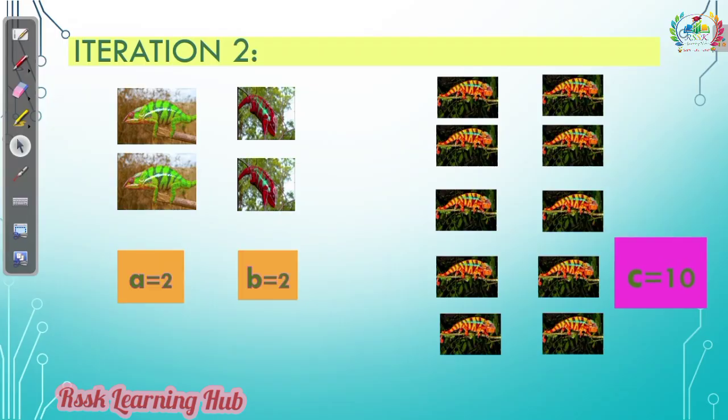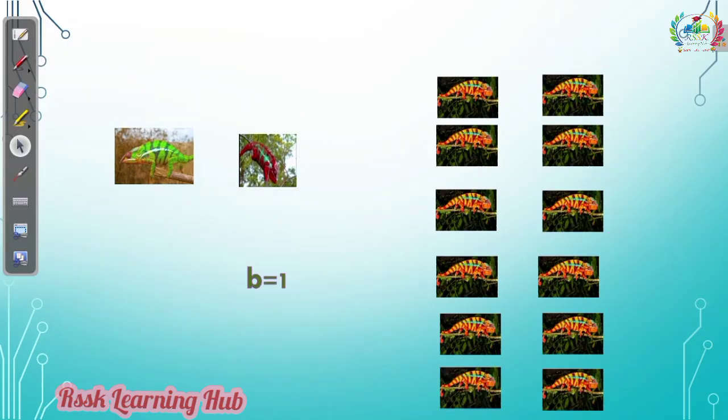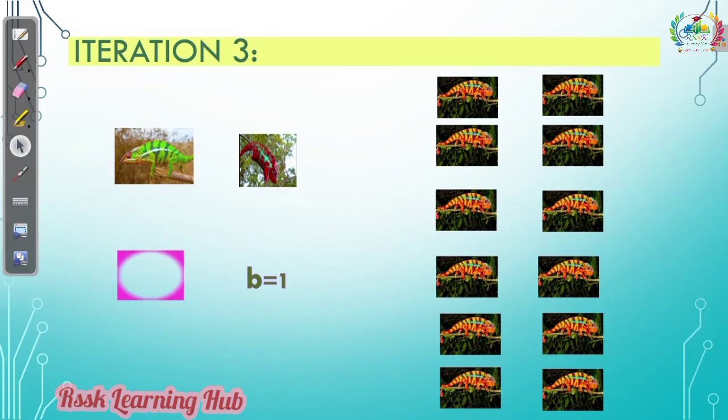Automatically, the color of this 2 gets changed over to yellow. So now the C value will add up to 10. Then moving to your third iteration, the A value is 1. Similarly, the B value is 1. So 10 plus 2 is 12 for C.